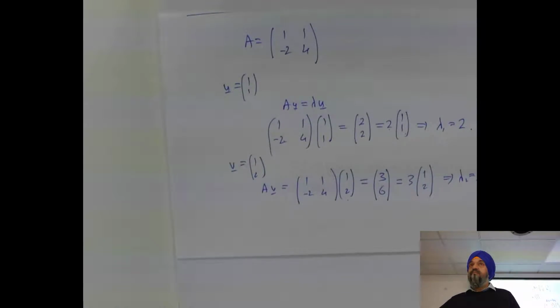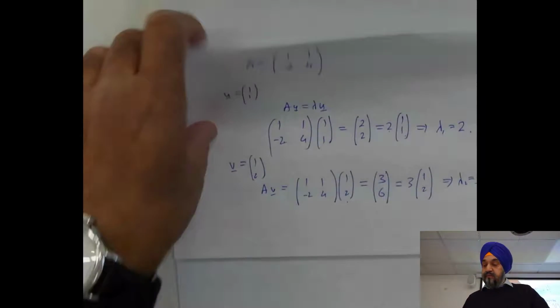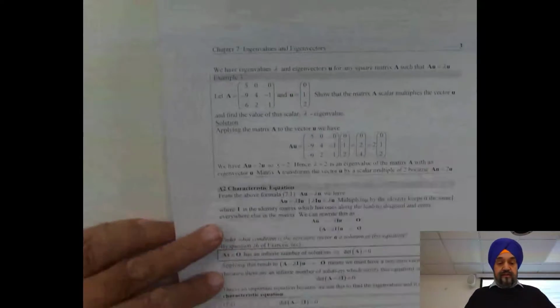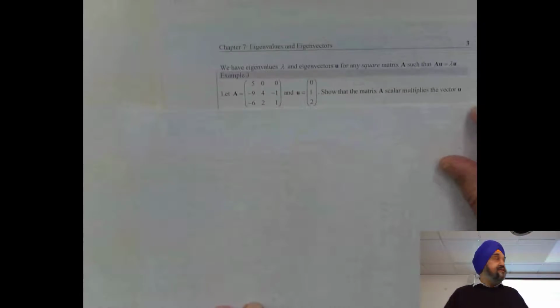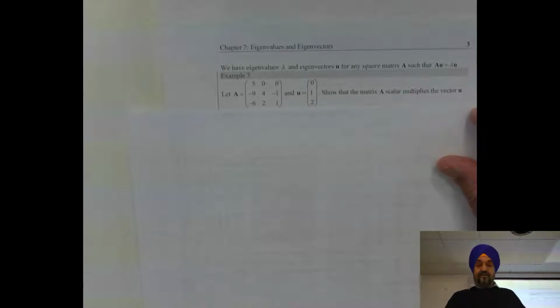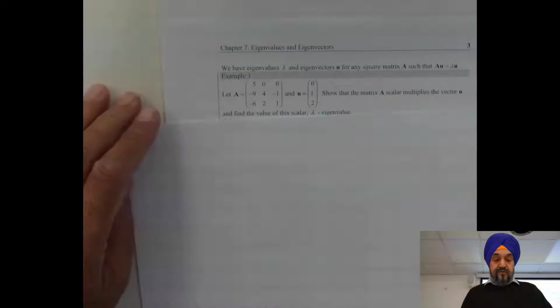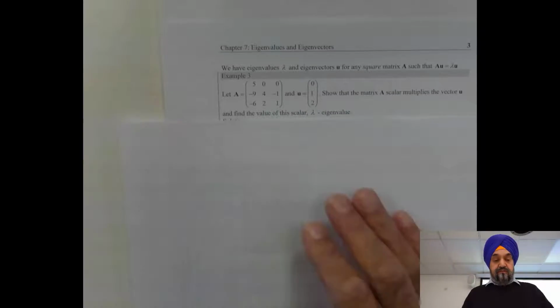So you do get more than one eigenvalue. Okay, let's do another example. If you consider this, how would you now find the eigenvalue of this matrix? It says show that matrix A scalar multiplies U, and find the value of this.